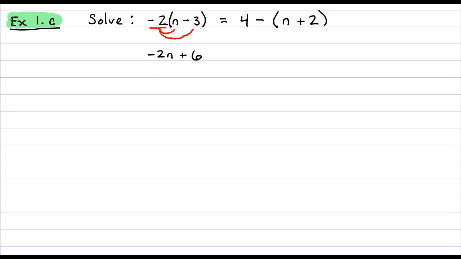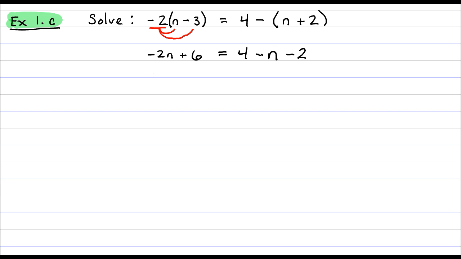It's going to be very tempting to want to make that a negative 6, but you need to be very careful about that and watch your signs. Then on the right-hand side, I have 4. Now I need to distribute that minus through, very similar to what we saw on the left-hand side. The negative has to be distributed all the way through. So I'm going to get 4 minus n, and then minus 2.